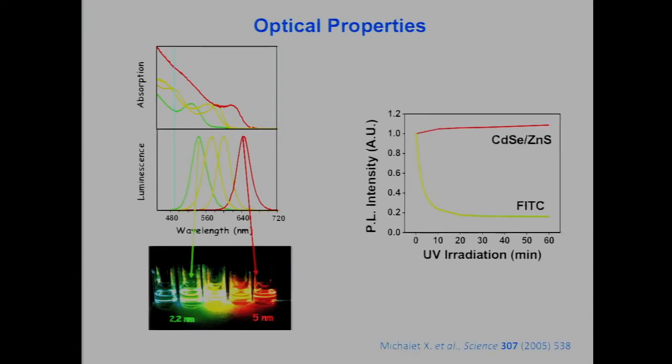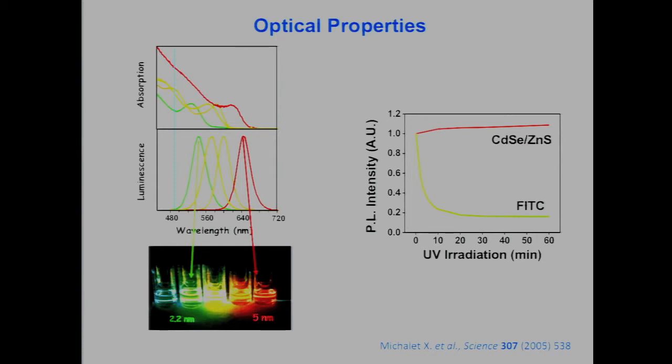What that means is that we can have different color emitting particles with very unique spectral properties that are different from conventional organic dyes used in fluorescence. This is shown here. You can excite all of those different size particles with a single laser and get all these colors out at the same time. This is something very desirable.